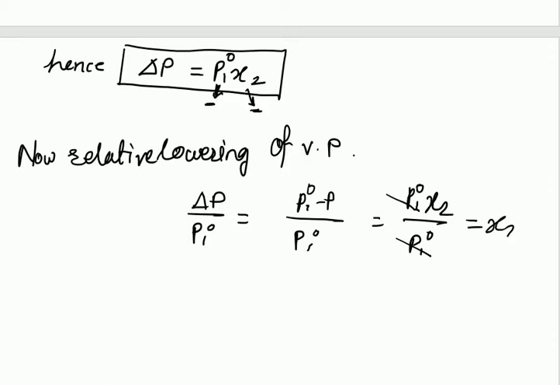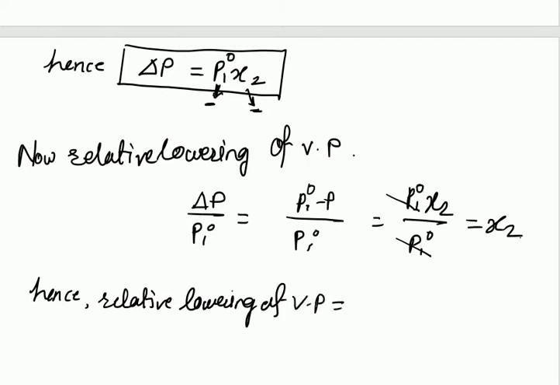Hence, the relative lowering of vapor pressure is equal to X2, that is delta P upon P1⁰ is equal to X2, and already we have the proof here, that is delta P is equal to P1⁰ into X2. Hence, this equation proves that the lowering of vapor pressure is a colligative property because it depends on the concentration of the non-volatile solute.